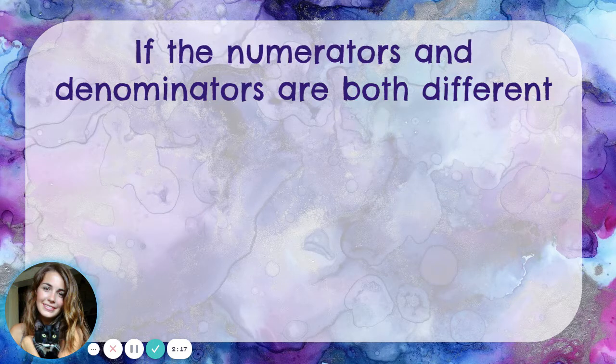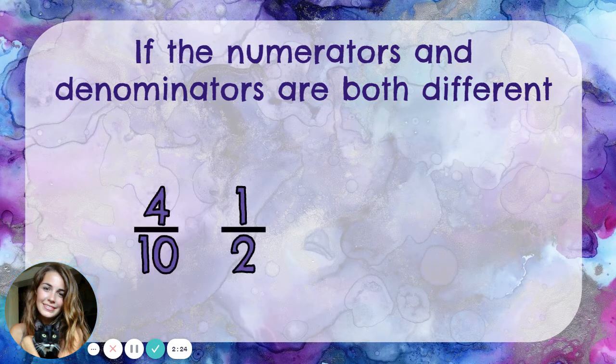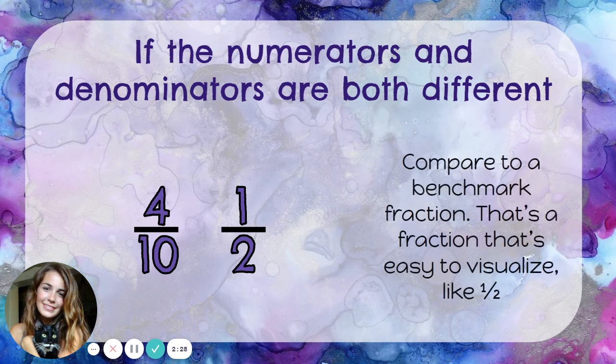If the numerators and denominators are both different, there's a few different strategies we can try. Let's compare 4/10 and 1/2. Sometimes it's helpful to compare to a benchmark fraction. A benchmark fraction is just a fraction that's easy to visualize, like 1/2. You can clearly see what 1/2 looks like when you think about it.